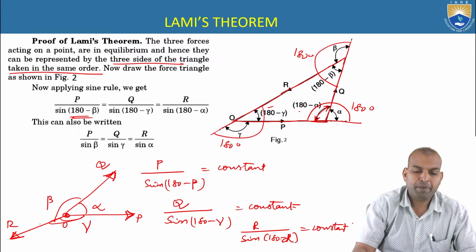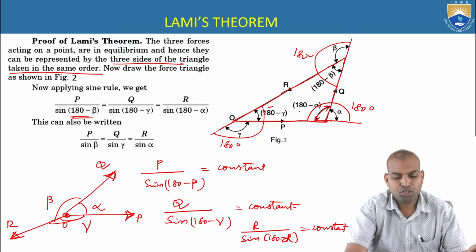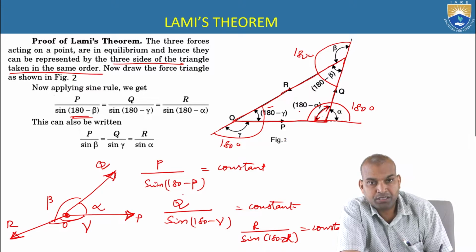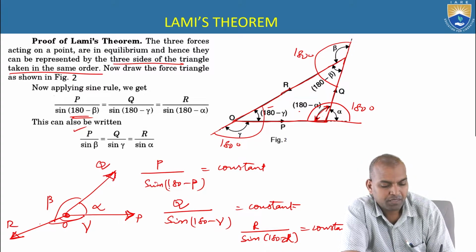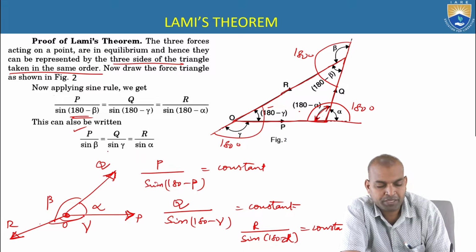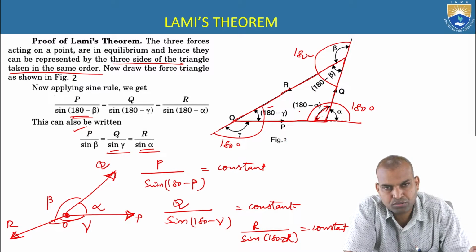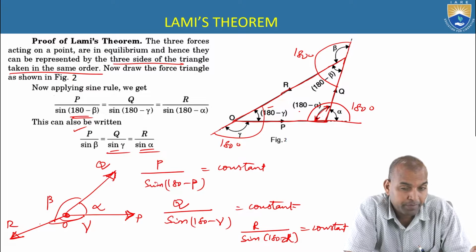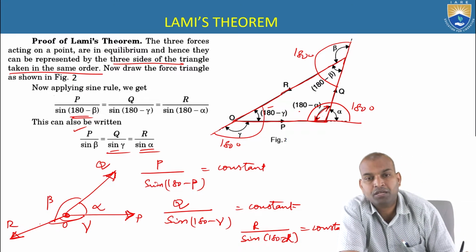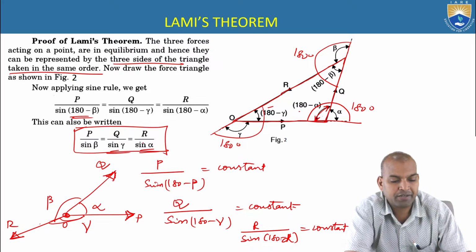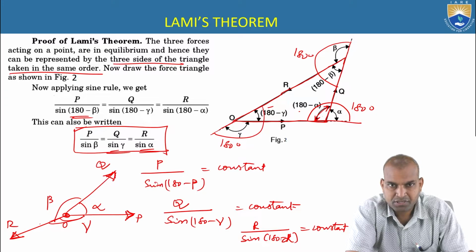Alright. P by sine 180 minus beta, Q by sine 180 minus gamma, and R by sine 180 minus alpha are constants. Then P by sine 180 minus beta equal to sine beta, Q by sine 180 minus gamma equal to sine gamma, and R by sine 180 minus alpha equal to sine alpha. Thus, P by sine beta equal to Q by sine gamma equal to R by sine alpha. This is the derived expression of the Lamis theorem.